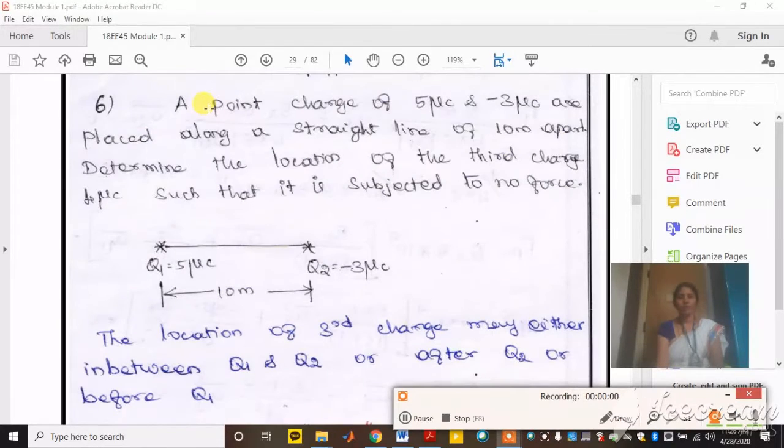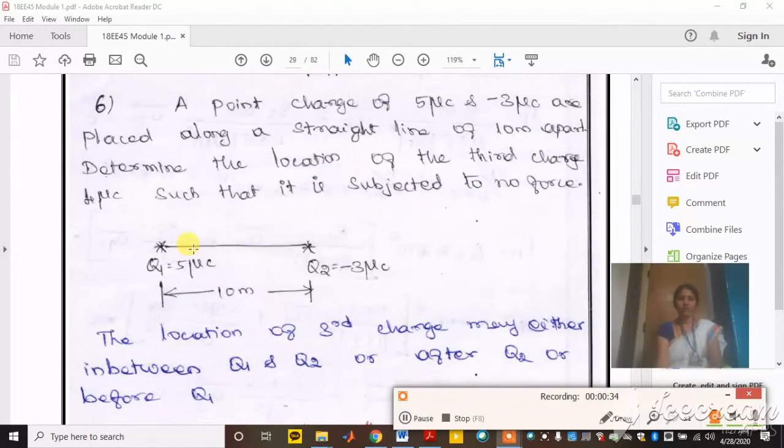The problem is: point charges of 5 microcoulomb and minus 3 microcoulomb are placed along a straight line 10 meters apart. Determine the location of a third charge, 4 microcoulomb, such that it is subjected to no force. So here three charges are there. One charge is 5 microcoulomb, the second is minus 3 microcoulomb, and the third is 4 microcoulomb. The 5 microcoulomb and minus 3 microcoulomb charges are placed on a straight line 10 meters apart. We need to identify the location of the third charge.